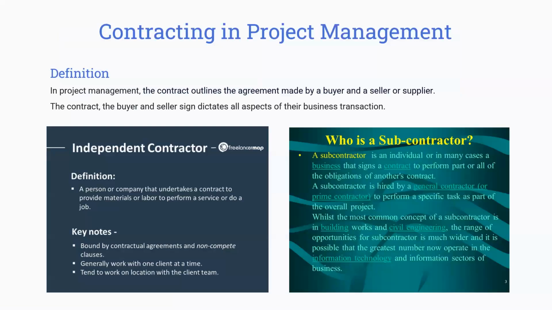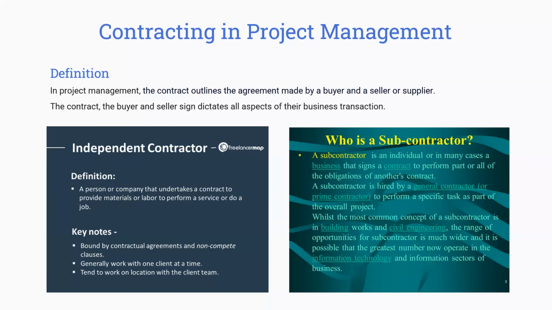Okay, so now we are going to see what contracting is in detail. As I said, contracting is an agreement made by a buyer and a seller or supplier. There are 4 types: independent contractor, subcontractor, SDO, otherwise called Supplier Diversity Office, and Contract Administration. These are the 4 things you should have in mind, and these 4 parties play a very important role in contracting the project.